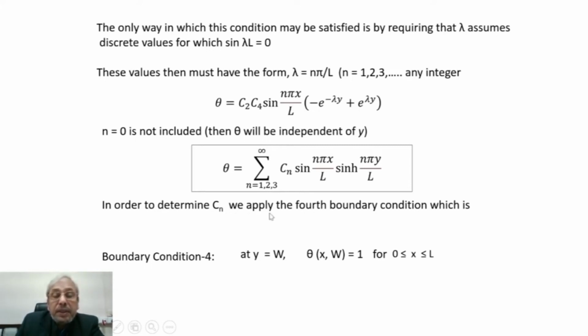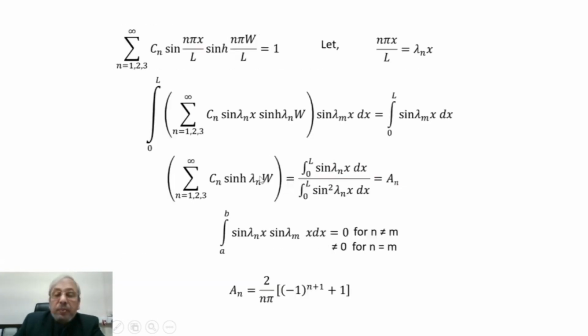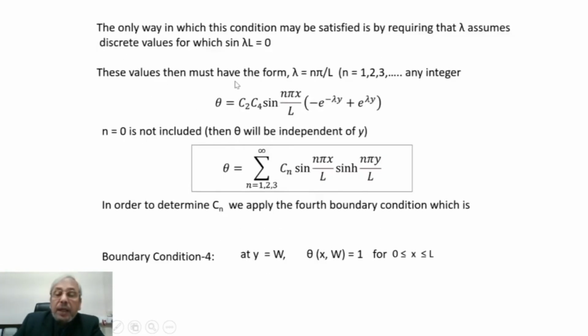In order to determine Cn, we apply the fourth boundary condition, which is at y equal to w, that is on the top surface. Theta throughout x at y equal to w is 1, and the x extent is between 0 and L. So theta x, w is 1. Now we apply this condition here, and that means y equal to w we have to substitute.